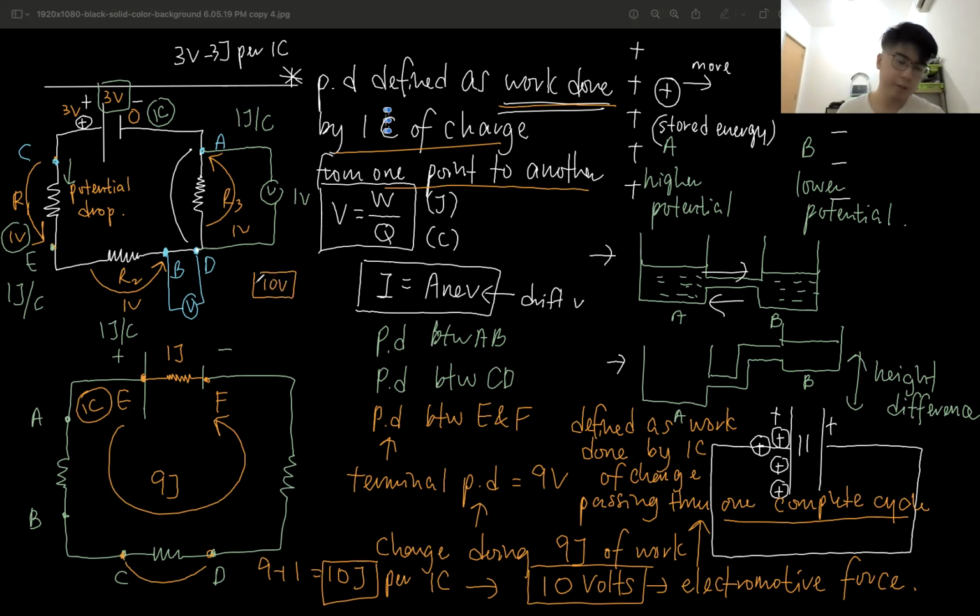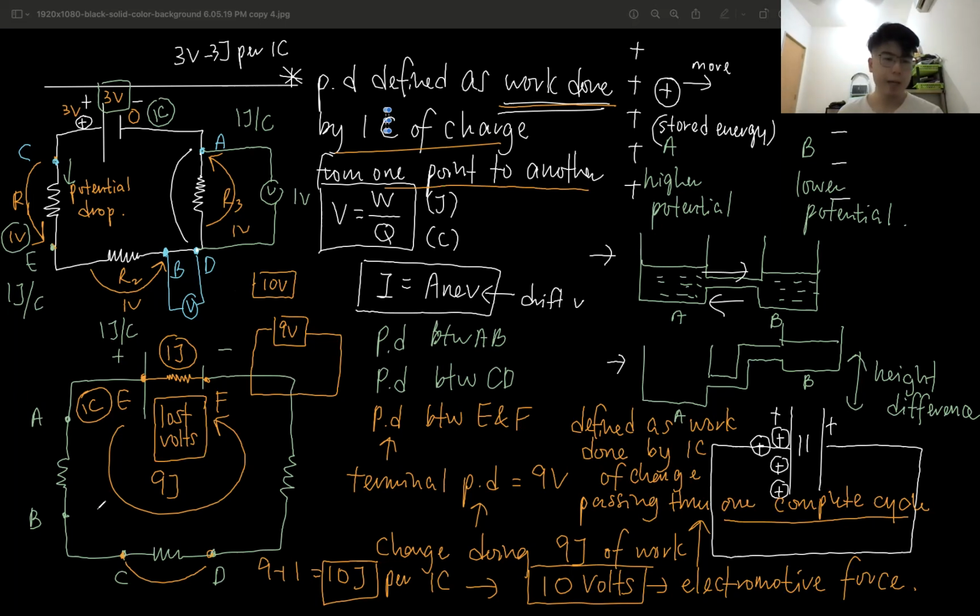Now, why can you not straight away measure like this? This is the battery, EMF is 10V. And when you connect to a circuit, straight away it becomes 9V. Where is the 1V? The 1V is the work done by the charge inside the battery. This 1 joule per coulomb, we call it the lost volts.